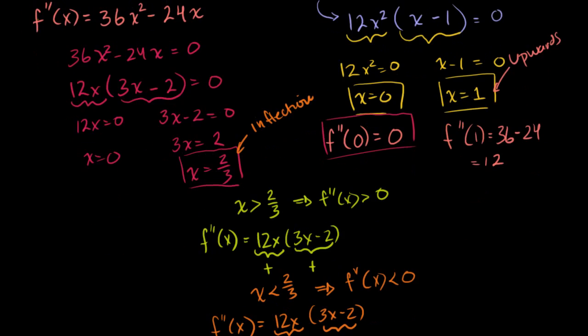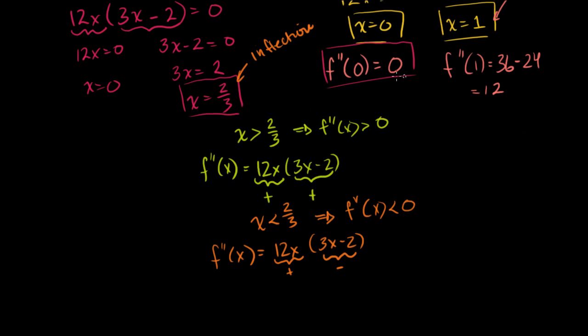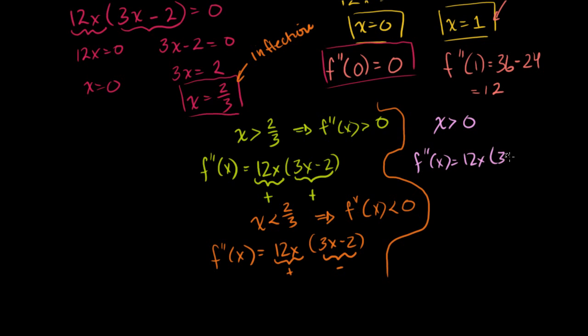So let's see if x is equal to 0 is an inflection point. We know that the second derivative is 0 at 0. But what happens above and below? So let me do our little test here. Let me draw a line so we don't get confused with all of the stuff that I wrote here. So when x is greater than 0, what's happening to the second derivative? Remember, the second derivative was equal to 12x times 3x minus 2.